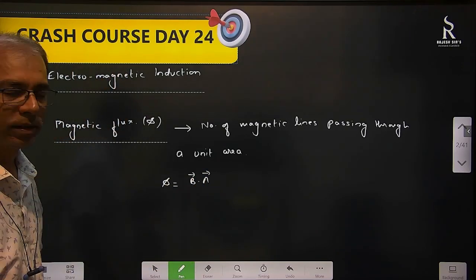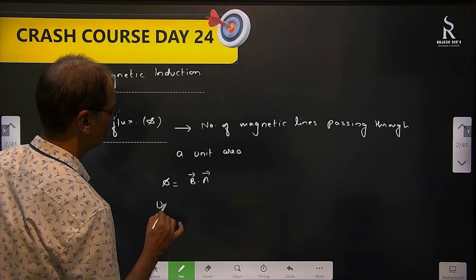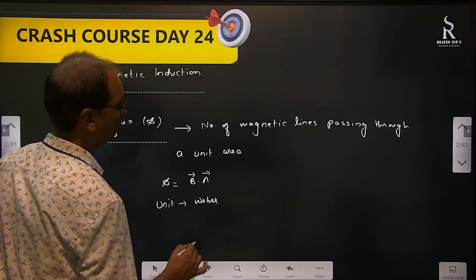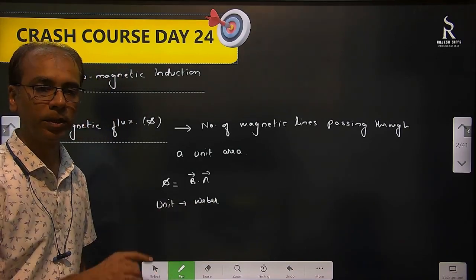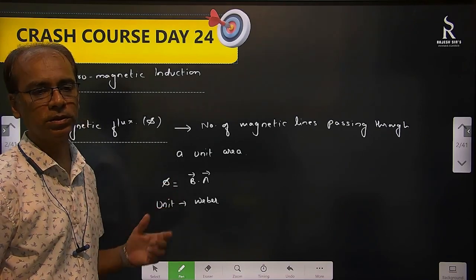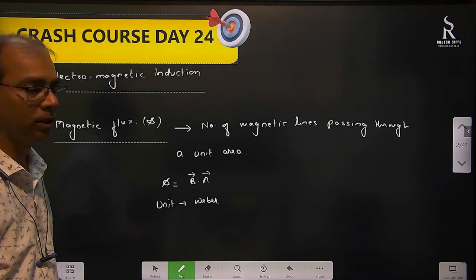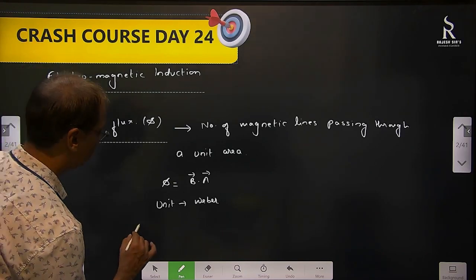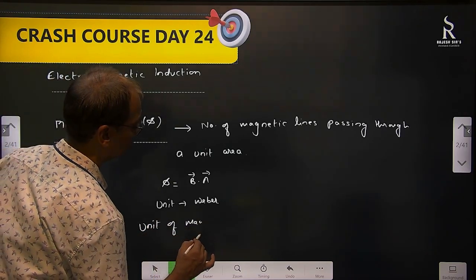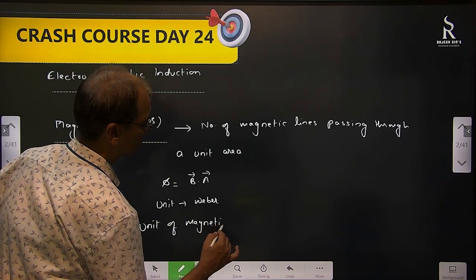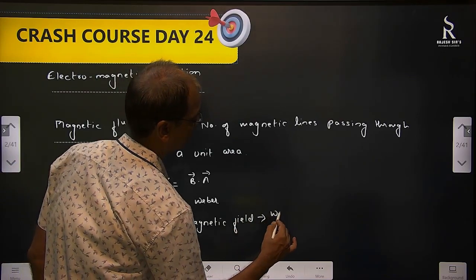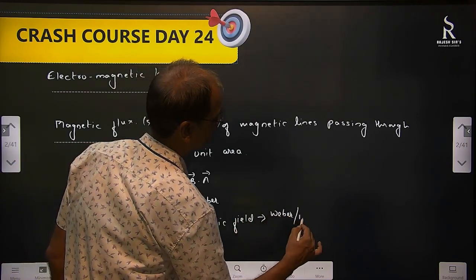The unit of magnetic flux is Weber. That means the magnetic field's other unit is Weber per meter square. Okay. So far we have seen Tesla. Now there is one more unit, which is Weber per meter square. The unit of magnetic field is Weber per meter square.